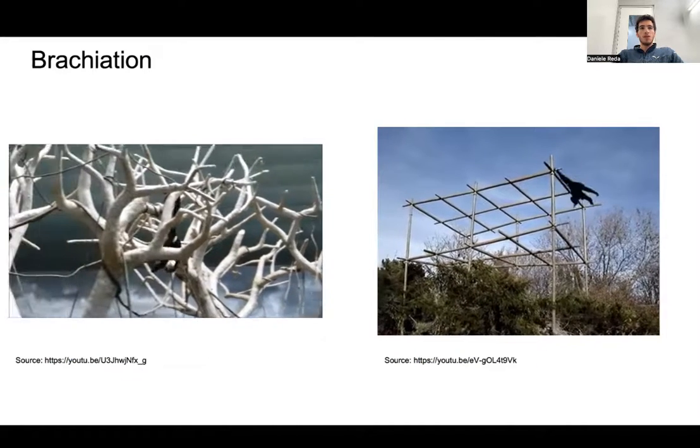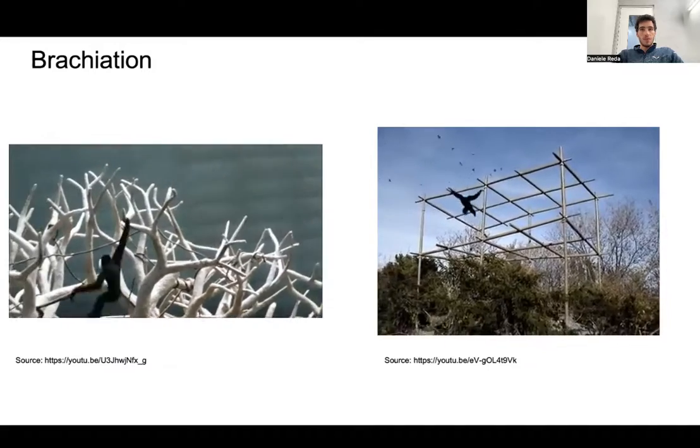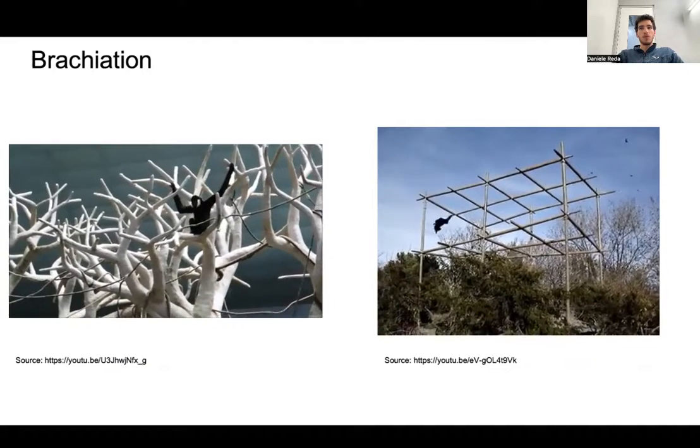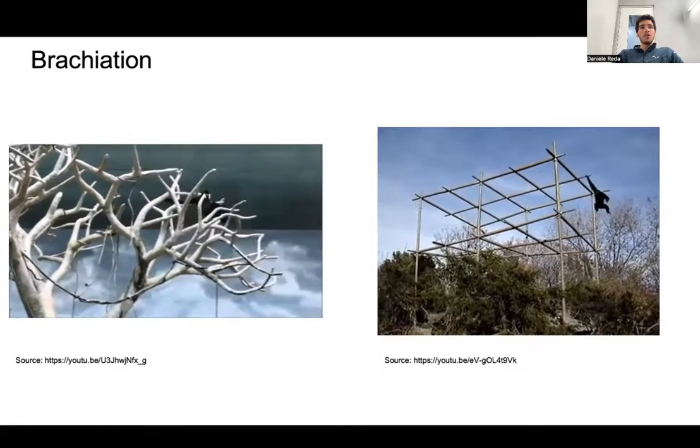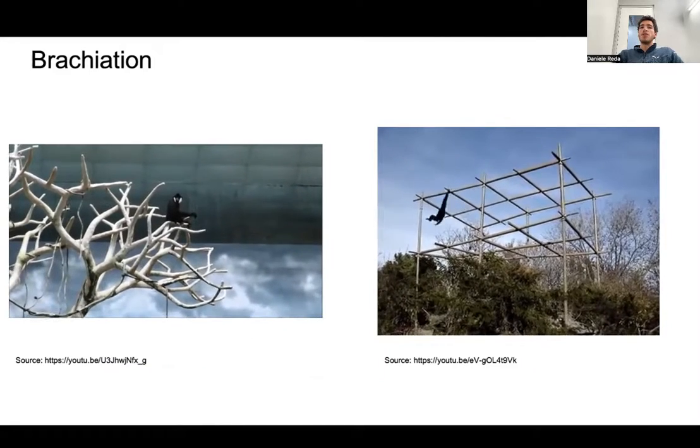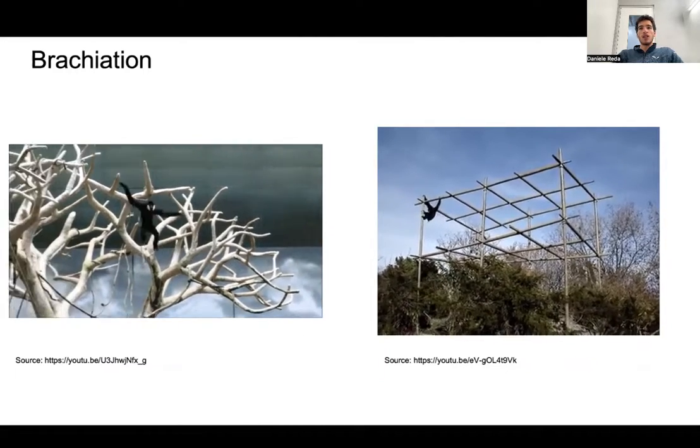Brachiation is the primary form of locomotion for gibbons and siamangs, which consists of moving between tree branches or handholds using the arms alone. Gibbons and siamangs make this seem effortless and are among the world's most agile brachiators.